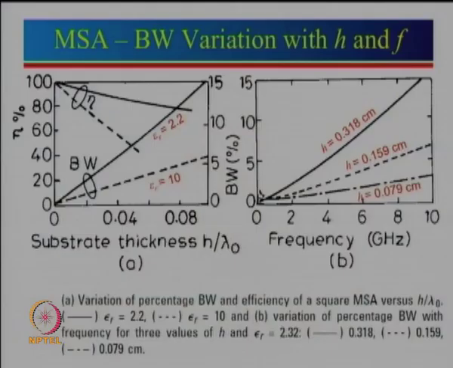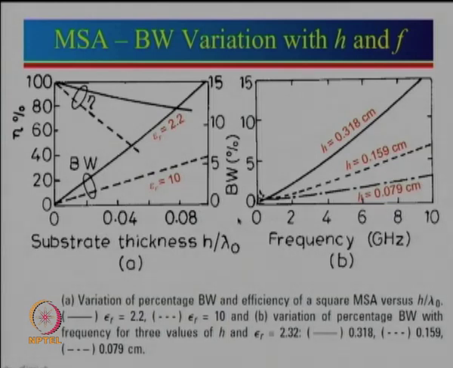But now let us look at another thing, that is the variation of percentage bandwidth with respect to frequency, and here 3 different h's are taken: 0.079, 0.159, 0.318. In reality, this curve is actually similar to this one here. Why do I say so? This is h by lambda 0, and here the frequency variation is nothing but c by lambda, and this is for different h by lambda 0.